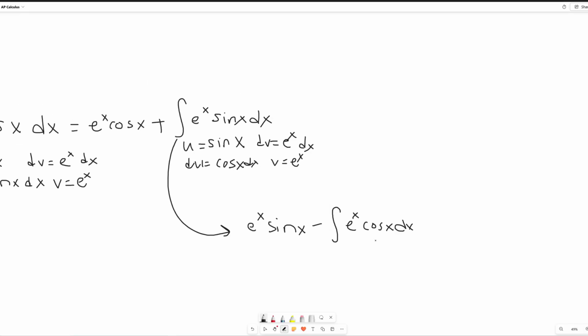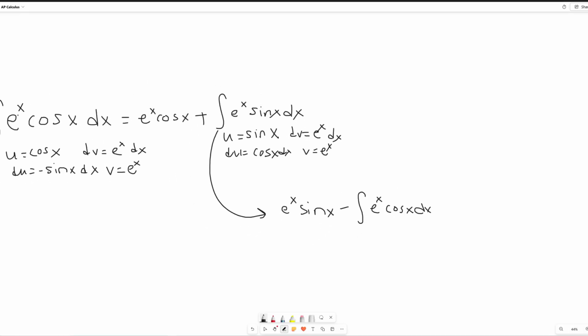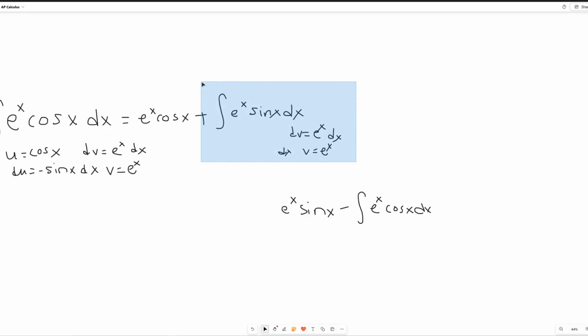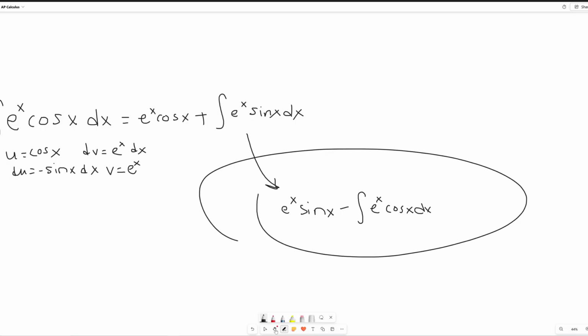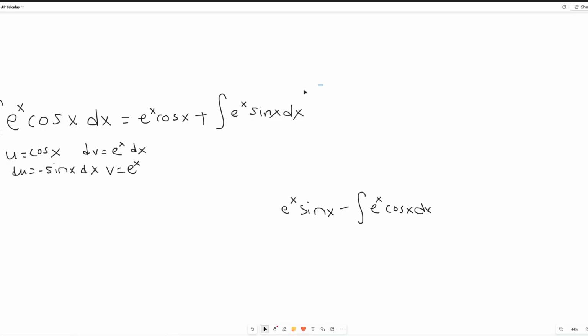We just got the same thing that we were trying to solve in the first place, which is e to the x cosine x. So is this possible? Well, yes, with some algebra. So now, let's get rid of all of this stuff. We know that the integral of e to the x sine x dx is this whole thing. So, let's actually just move this over.